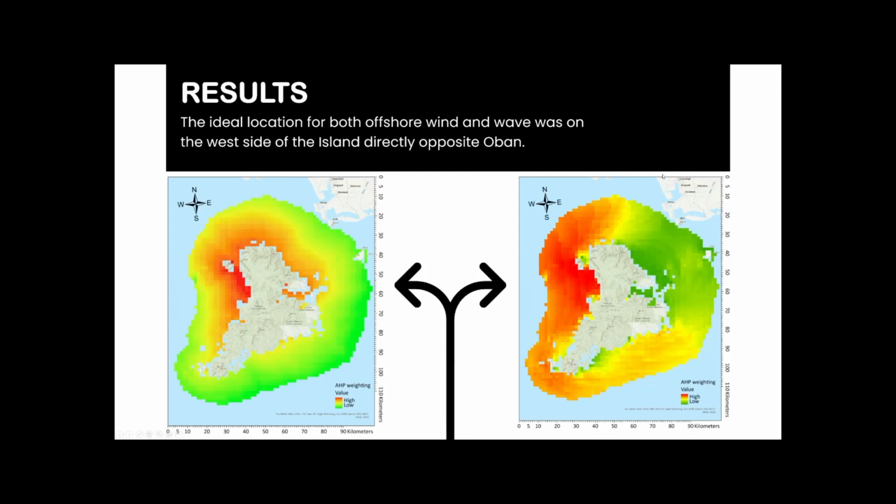The AHP values created represent the suitability of a site for renewable electricity generation with either wave or wind energy converters. This will take into account all of the criteria previously mentioned to present the optimum location for that energy resource. These values are calculated for each location in a 1 kilometre grid on Stewart Island. The results show that the ideal locations for both offshore wind and wave was the west side of the island, directly opposite the one town on the island, Oban.